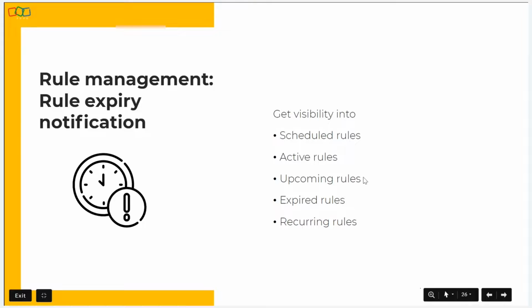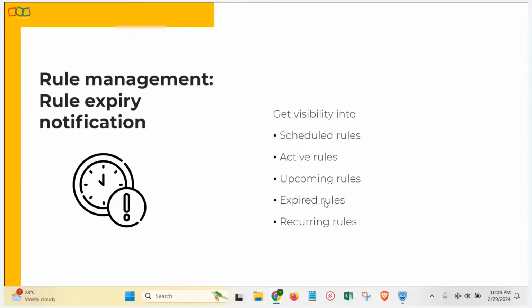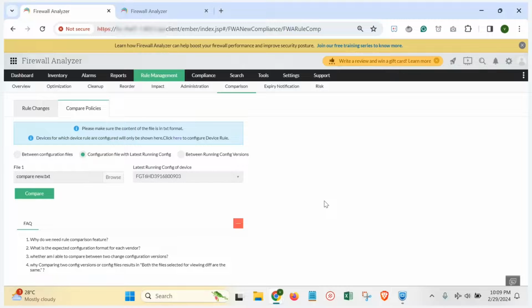You also have upcoming rules, which catalogs all the rules that are scheduled to turn active in the near future. And then you have expired rules, which records all the rules that have expired. And finally, recurring rules, which lists all the reactivated and certified rules on a regular basis. So all of these given reports can be scheduled to be sent to your email or can be downloaded in a report format as per your requirement.